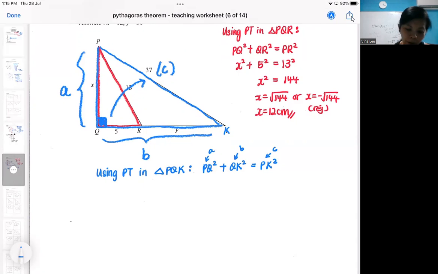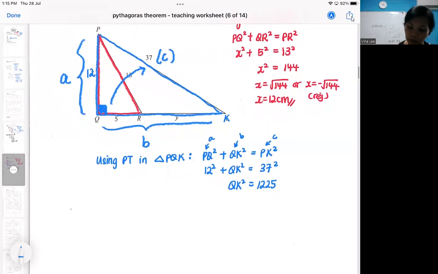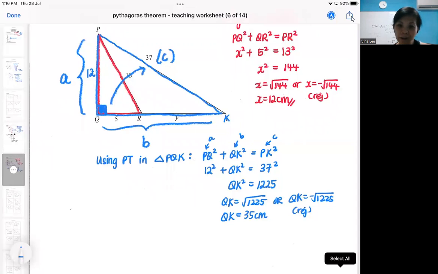So the 12 that we got will be used. So you've got to ensure that you got no careless mistake in your value of 12, in the value of X. So from here, you can calculate. And then you take the positive square root. Okay, of course you reject the negative. So you got the whole length to be 35.